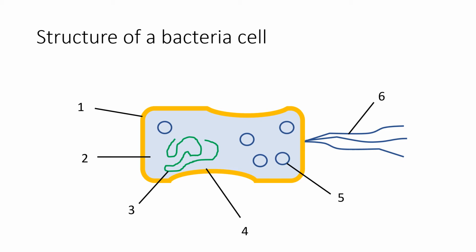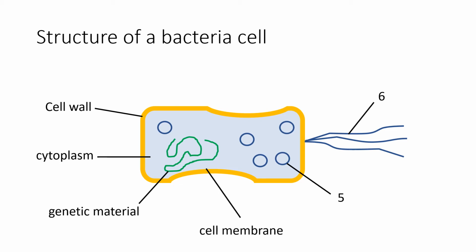Well, the structures are as follows. The big thick layer around the outside of the cell is referred to as the cell wall. We then have the liquid inside, which is the cytoplasm, just like in plant and animal cells. We have no nucleus in this cell because it's prokaryotic, so we have the genetic information. Not always DNA, so genetic information or genetic material is absolutely fine.